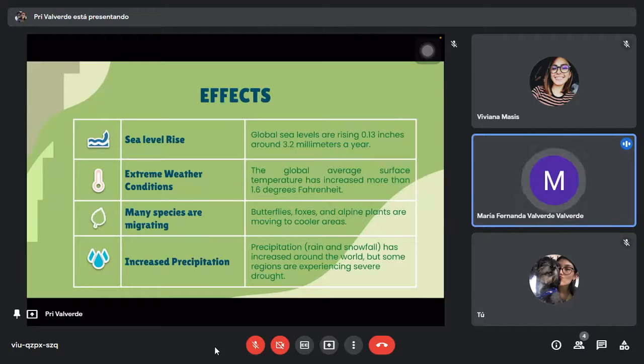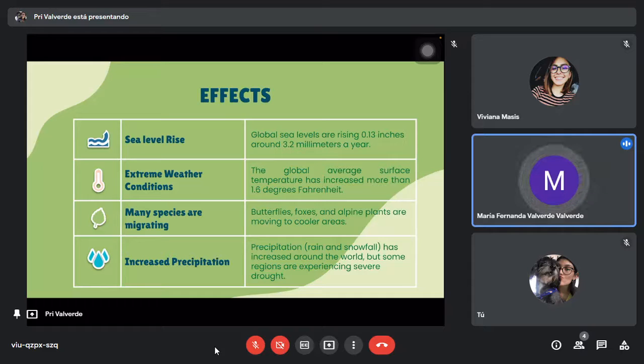Now I'm going to mention some impacts or effects of climate change. Well, ice is melting worldwide, especially at the Earth's poles. For example, in Montana's Glacier National Park, the number of glaciers has declined to fewer than 30, and they were more than 150. Also, this melting ice contributes to sea level rise, and global sea levels are rising 0.13 inches, which is around 3.2 millimeters a year.